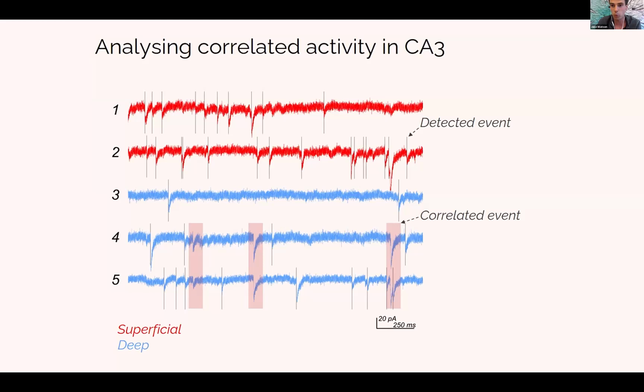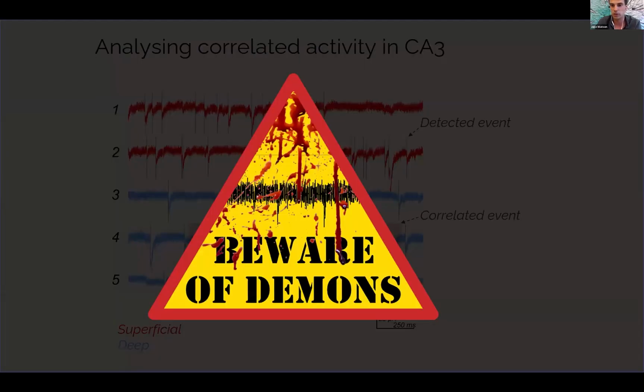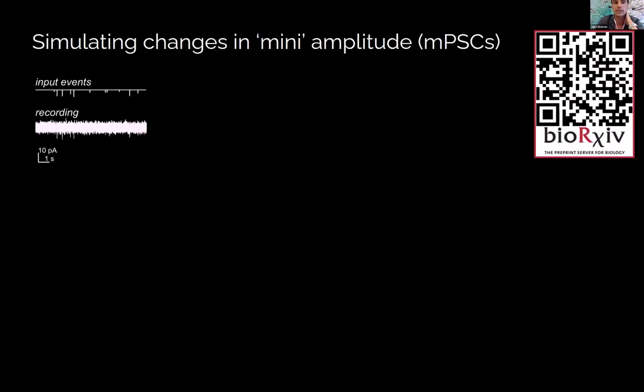And I'm going to go on a 1-minute tangent just to warn you of demons. So we are looking here at spontaneous activity, and I will tell you what it means in a minute. But we've done some work looking at detection of events, and this is actually a little bit of a simulation study, just to look at how detected events in minis and in spontaneous current recordings represent real changes.